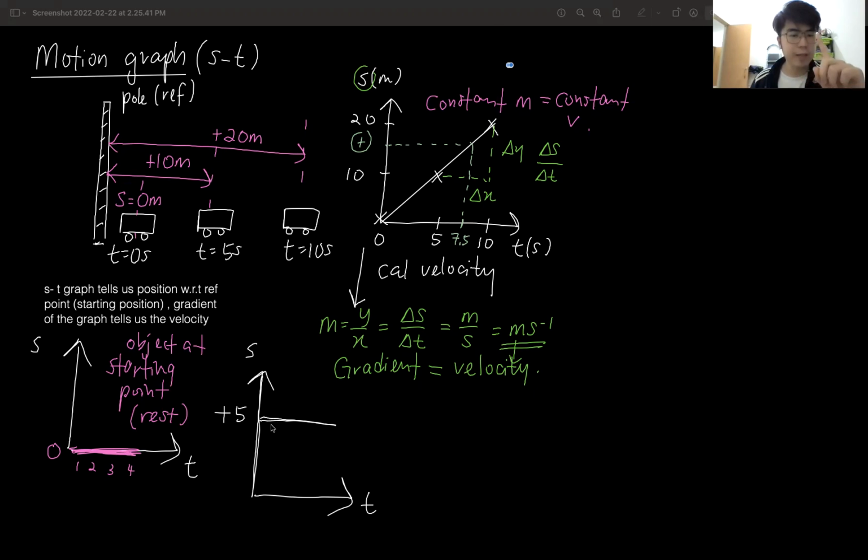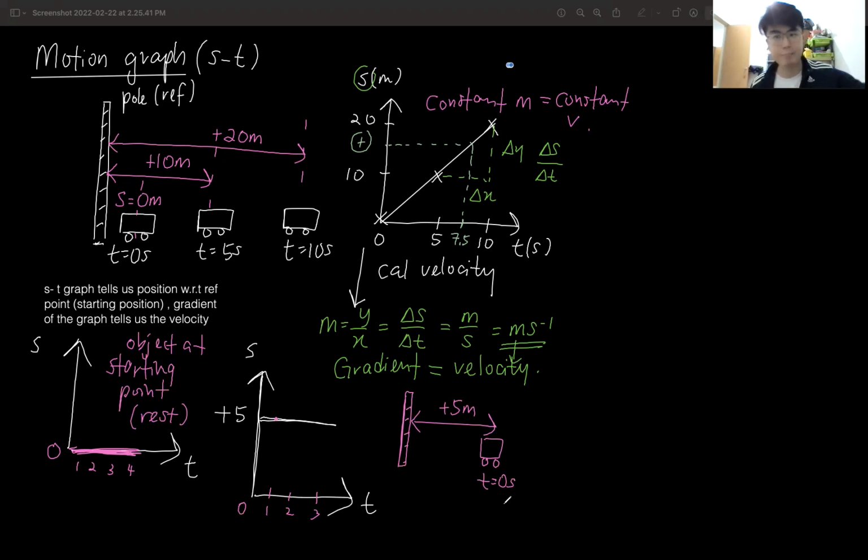You see, make it very clear. The position over time, 1 second, 2 seconds, 3 seconds, the position remains +5. That means at time 0, where is the object? The object is 5 meters to the right side. Initially, right? Here, +5 meters at time 0.